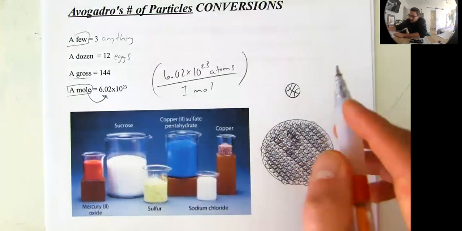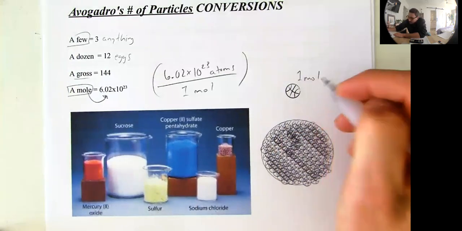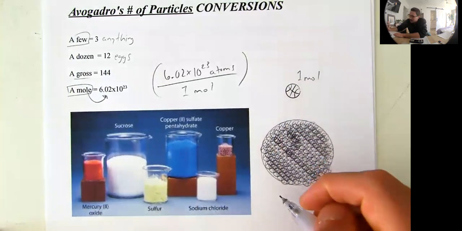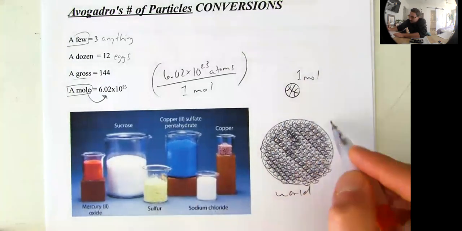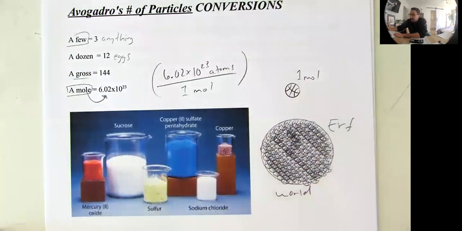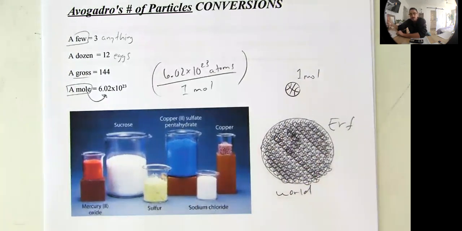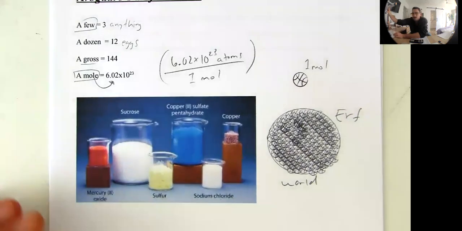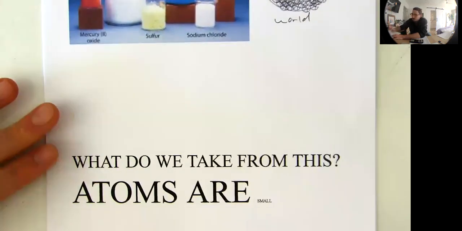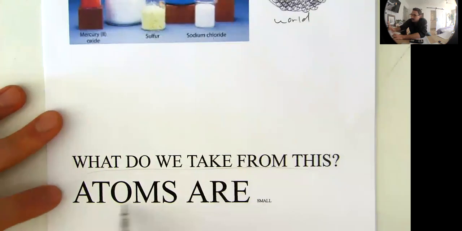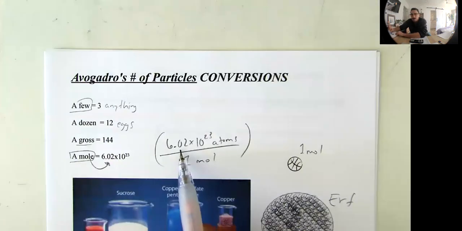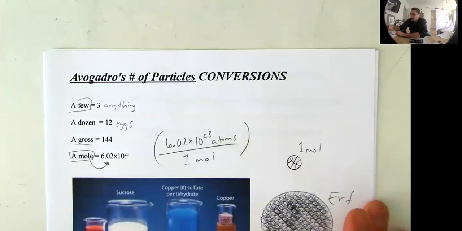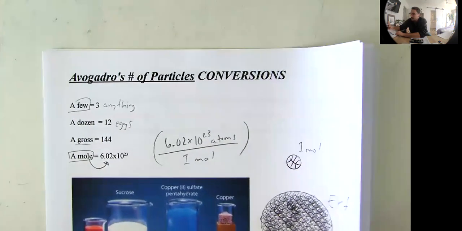Remember, a mole is so large that if you had 1 mole of basketballs, that would be like an entire world of basketballs. That'd be like the entire Earth. The entire Earth of basketballs. Woohoo! So what does all of this mean? It just means one simple thing. What do we take from all of this? That atoms are very small. Atoms are extremely, extremely small. That's why we need such a large number to talk about them and calculate with them.